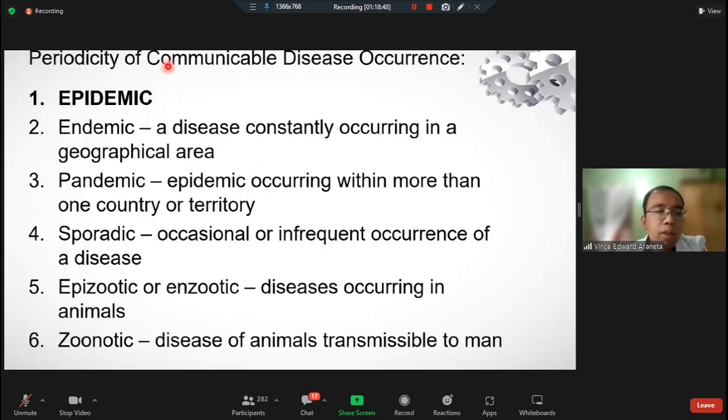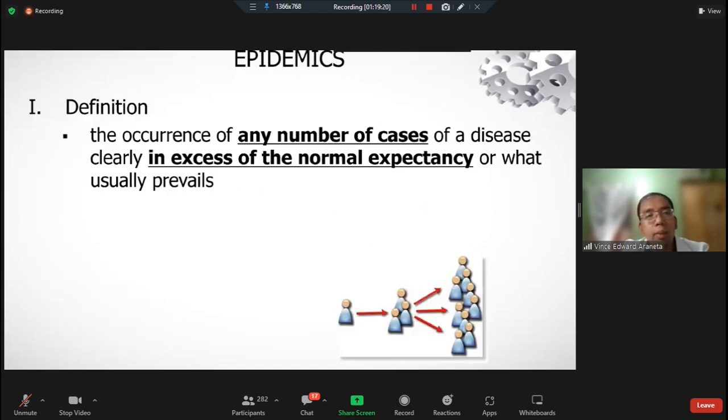So next are some of the definitions you already know. Epidemic. When I say endemic, it's a disease constantly occurring in a geographical area. The pandemic is an epidemic occurring within more than one country or territory. Sporadic is an occasional or infrequent occurrence. Epizootic or enzootic are diseases occurring in animals, and zoonotic are diseases of animals transmissible to man. For the definition of an epidemic, as we mentioned, it is any number of cases in excess of the normal expectancy.